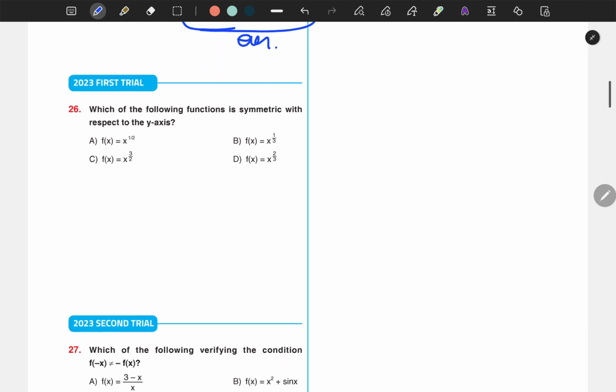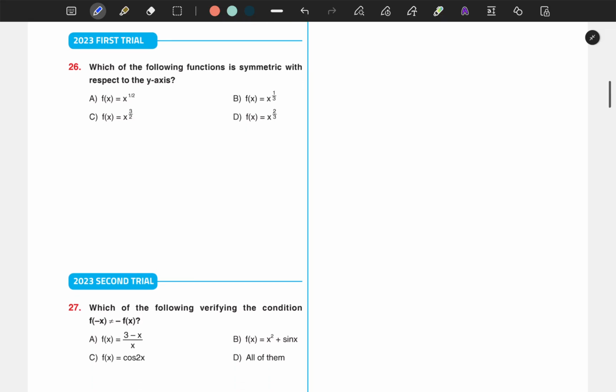Okay, next example. Which of the following is even with respect to the y-axis? What is the meaning of x power of 1 over 2? It's root x, isn't it? Look at here. Inside the root can be odd, neither, isn't it? Eliminated.